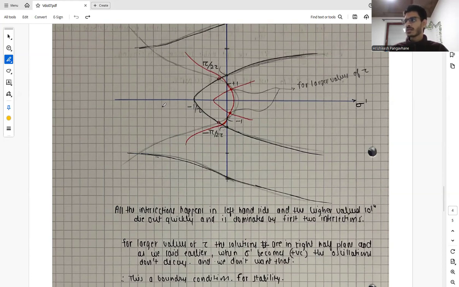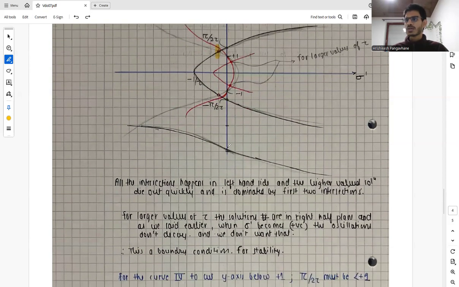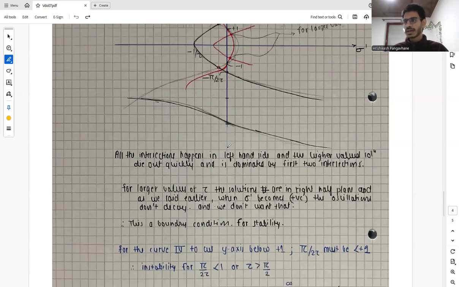The higher values of solutions will die out quickly, and the solution is dominated by the first intersection or the first two intersections. So for larger values of tau, the solutions are in the right half plane, as we discussed. And as we said earlier, when sigma prime becomes positive, the oscillations will not decay and we won't achieve stability. So this acts as a boundary condition for stability.